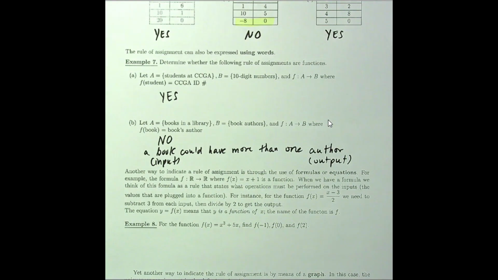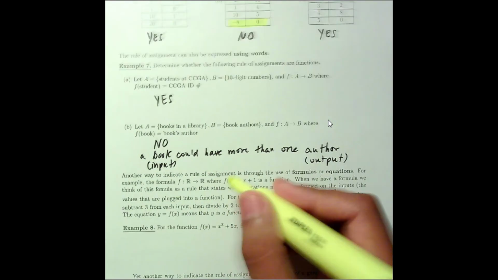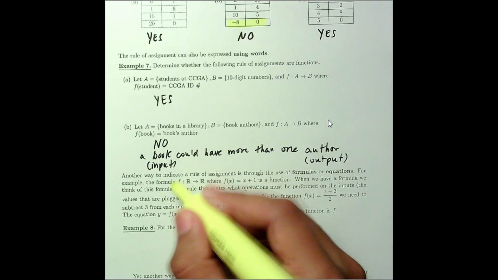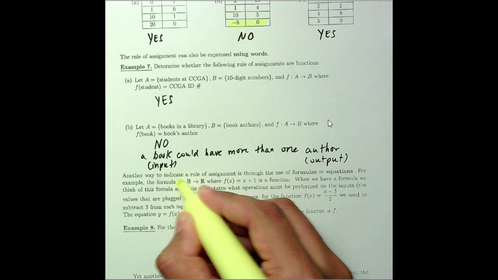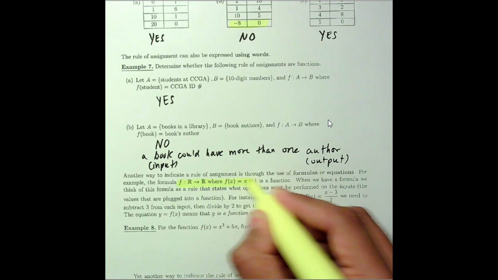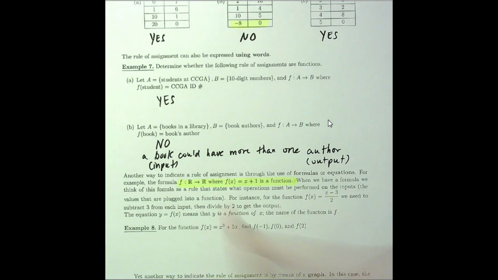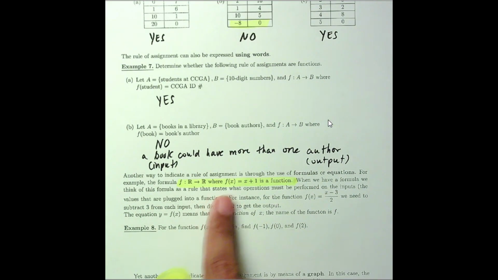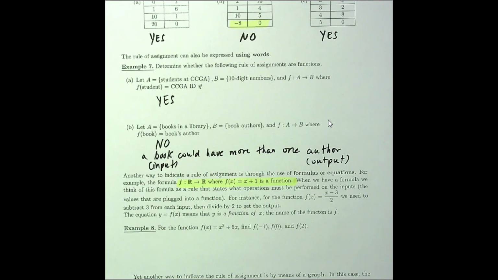So, for example, you could have a formula like this: a function going from all the real numbers to all the real numbers, and the rule of assignment is to each input I add 1, and that's my output. So if you give me 5 as an input, the output would be 6, because I just add 1 to it. And that description perfectly describes a function.